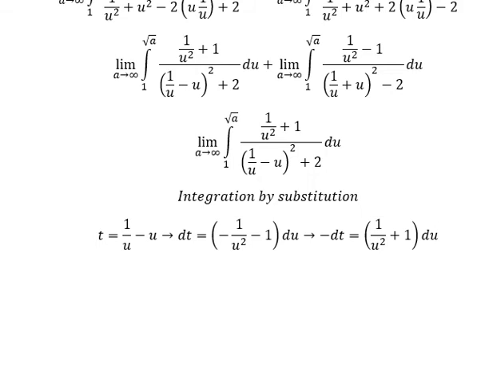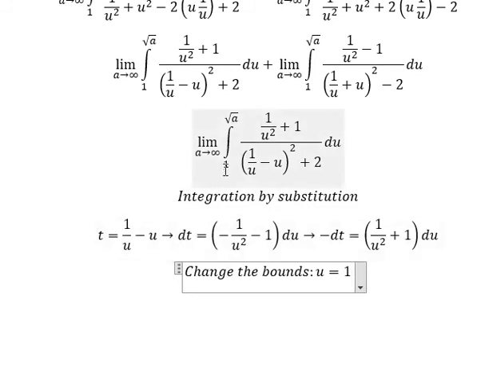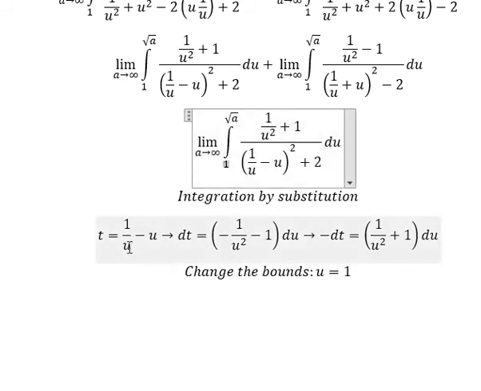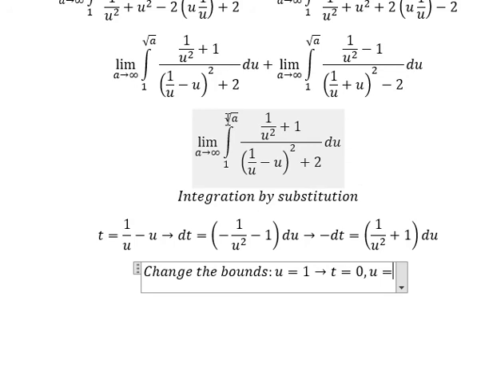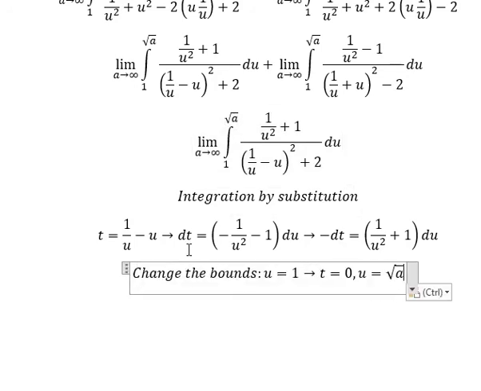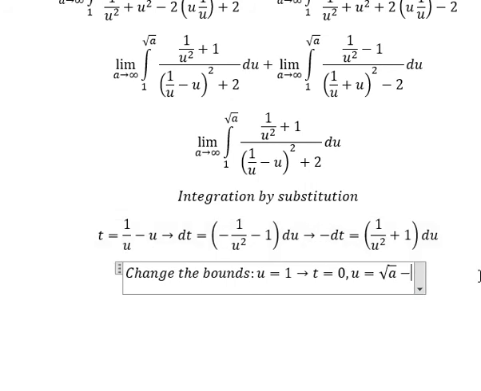Next, we need to change the bounds. When u equals number 1, I will put number 1 here and here. So we have t equal to number 0. When u equals the square root of a, we put the square root of a here and here. So we can have the value of t.